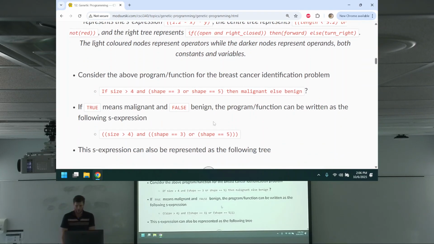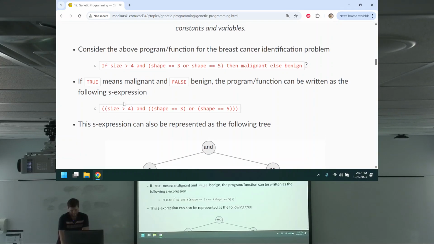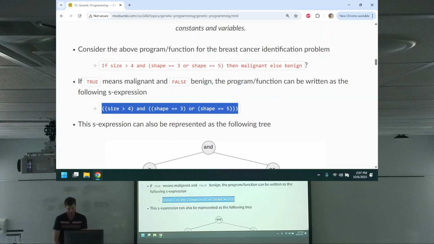So consider the above program function for the breast cancer identification problem. If size is greater than 4 and shape is 3, and so on. In this particular example, if this evaluates to true, it means malignant, let's say. And if this expression evaluates to false, we'll say it's benign. That's the idea here. So we simplified it immediately: it's just going to be true or false.